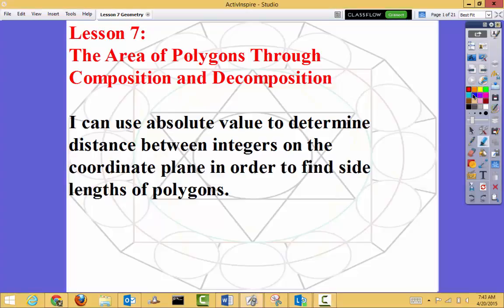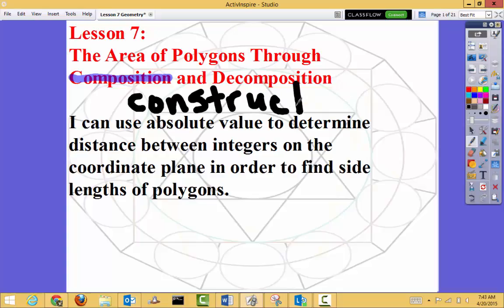So let's look at some keywords here. This word composition means what? Well, composition means to construct or make through construction or deconstruction. Now what does this prefix de mean though? Well, that means not. So not construction. So I'm going to find the area by constructing and deconstructing, or taking apart, shapes.